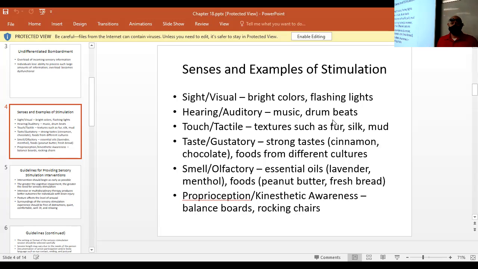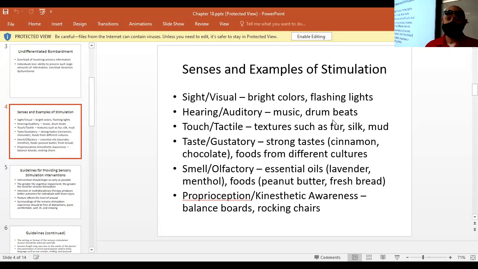Smell and olfactory: essential oils. Like we talked about, a lot of times they use these things in these snoezelen rooms, these sensory rooms. If you're going to be using things like essential oils, a lot of times this plays into calming mechanisms, where you're taking the time to bring in that smell and maybe identify what it is.